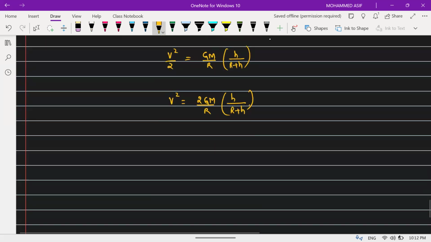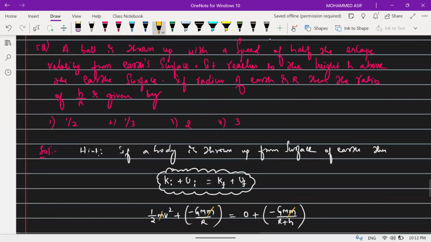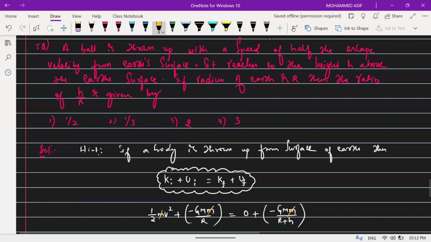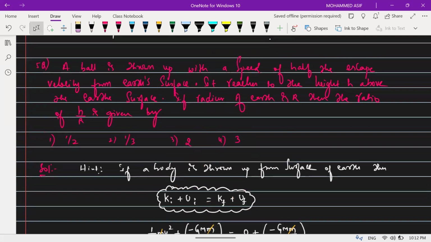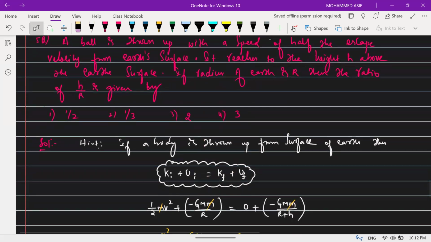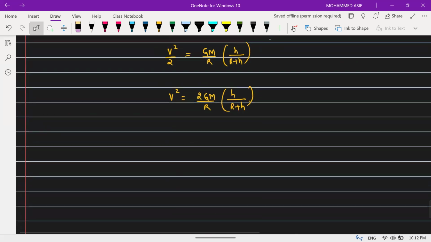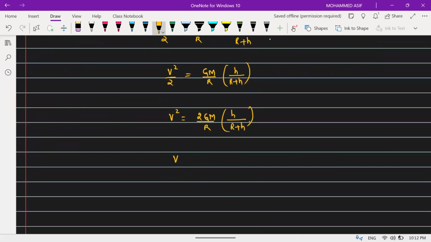Okay. What is escape velocity? What is given in the problem right now for me? It reaches a height h above the surface of the earth. Now, with the speed of how much? If a ball is thrown up with the speed half of your escape velocity, that means V is equal to VE divided by 2. Clear?